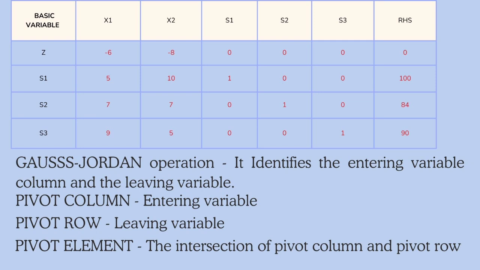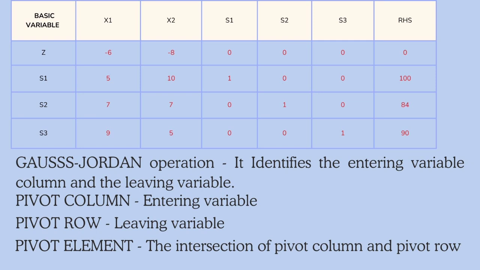For S1, 5, 10, 1, 0, 0, and 100. For S2, 7, 7, 0, 1, 0, 84. For S3, 9, 5, 0, 0, 1, 90. So, after we transfer the values, the next step is the Gauss-Jordan operation.